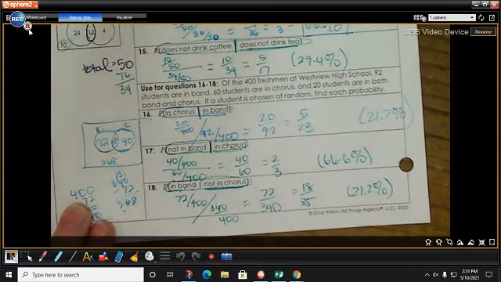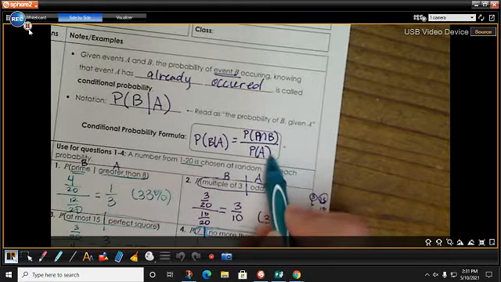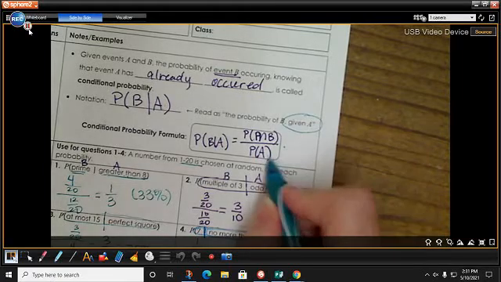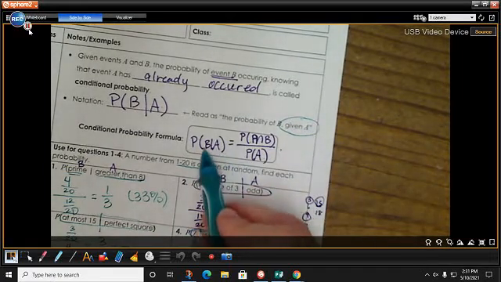So again, for these ones, remember it's going to be the probability of both happening out of the probability that the given thing happened. And that will tell you the probability that the first thing happened given the other.